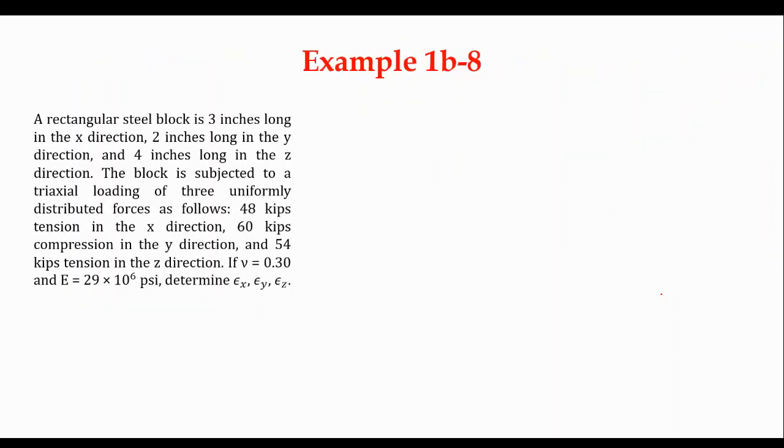Alright, now let's have an example. Okay, so a rectangular steel block is 3 inches long in the x direction, 2 inches long in the y direction, and 4 inches long in the z direction. The block is subjected to a triaxial loading of 3 uniformly distributed forces as shown. 48 kips in the x direction, 60 kips in the y direction, 54 kips in z direction. Poisson's ratio is 0.30. The elasticity is 29 times 10 raised to 6. So, determine the strain in x, y, and z.